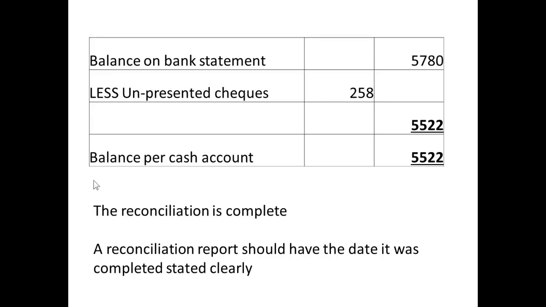So here we are. Balance on the bank statement is 5780. Those two unpresented checks were 258, so I subtract those, get an answer of 5522. The balance on the cash account was 5522, so those two figures now agree. That means that I've successfully carried out the bank reconciliation. When you present a bank reconciliation report, make sure that it does have the date that it was completed stated very clearly on it.